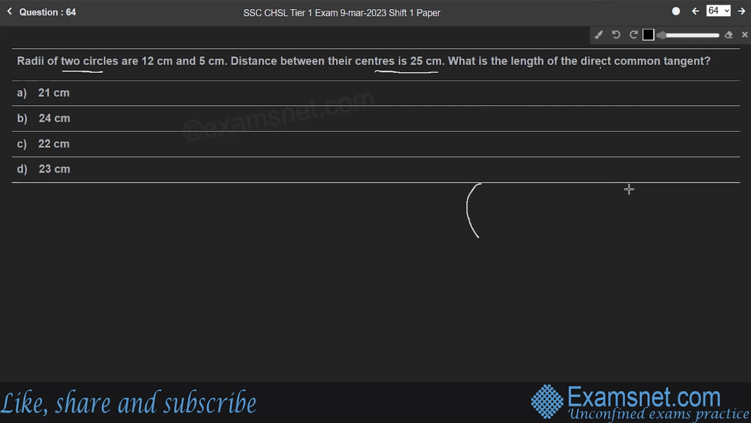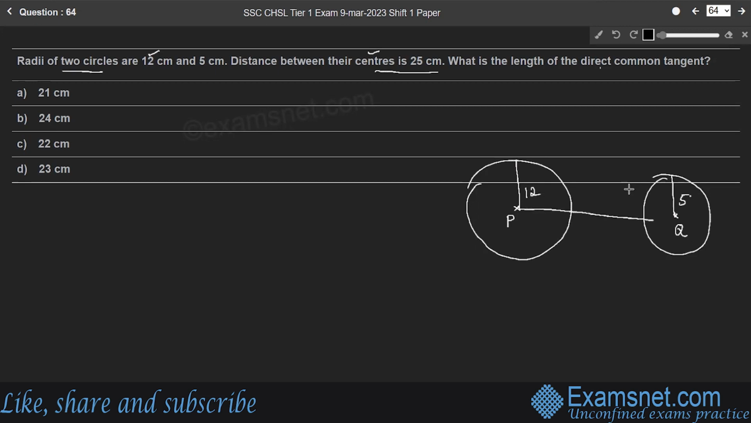Students, let us consider two circles of two different radii, right? And radius of the first circle is 12 centimeter, which is given. Let P be the center of the first circle and 12 centimeter is the radius. Q be the center of the second circle and let 5 centimeter be the radius of the second circle. And the distance between their centers is 25 centimeter. So let us join P and Q here. And the distance between P and Q is 25 centimeter.